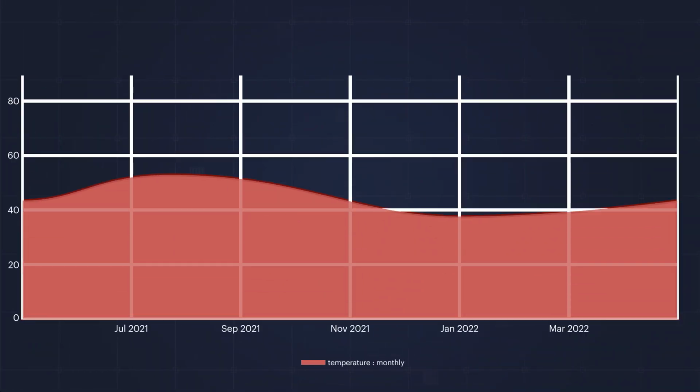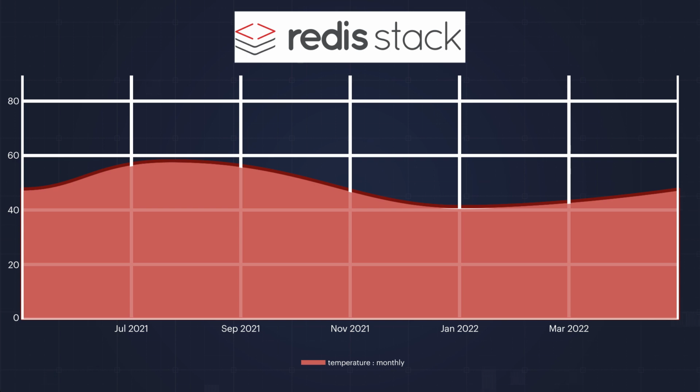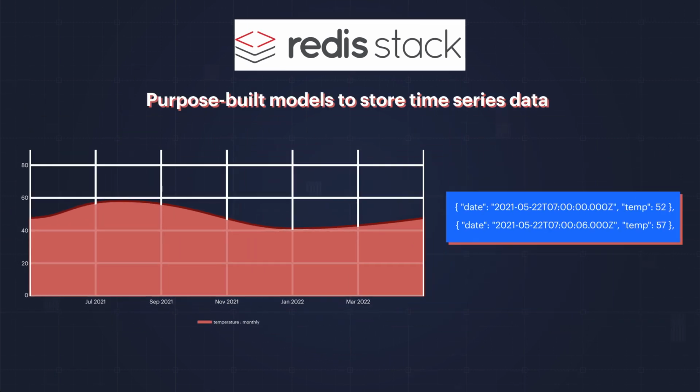A better approach is to use the time series capabilities of Redis Stack. With Redis Stack, you can store your measurements in a time series data structure. You can also easily calculate aggregate queries, such as getting the average temperature over a period of time. Let's see what this looks like in code.